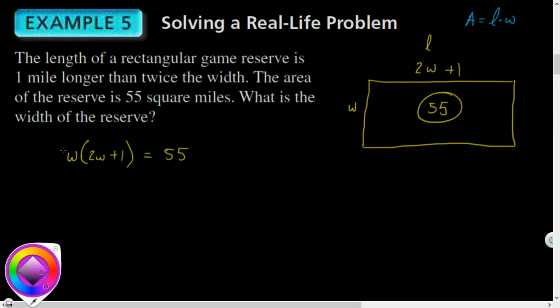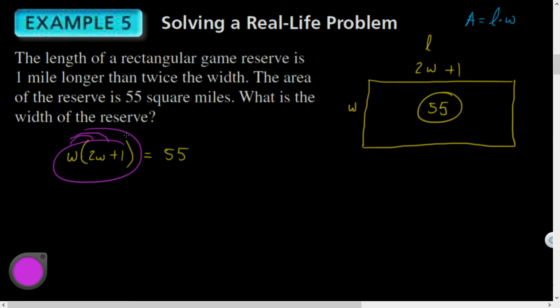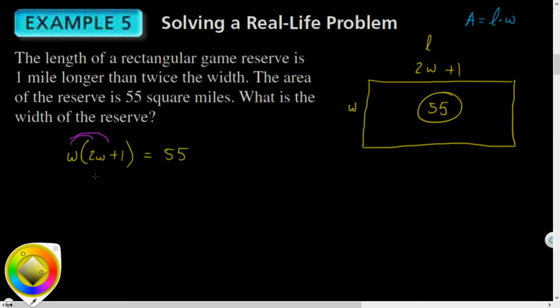So the first thing I'm going to do is distribute. Because even though this is factored over here, it's not equal to 0, which makes me sad. Right? I can't use the zero product property. And there's no such thing as the 55 product property. So sad. So let's distribute. W times 2w is 2w squared. W times 1 is plus w, and that equals 55.